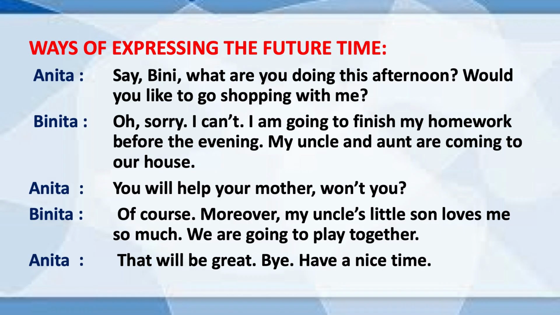That means I will finish. My uncle and aunt are coming, means they have not come, they are coming, right. And you will help your mother, will help. So, all these sentences talk about future action, future time. My uncle's little son loves me so much, we are going to play together. We are going to play means we will play. That will be great. Bye, have a nice time. So, will, am or are going to, or is going, all these forms are used to talk about future time. Now, you see, right.